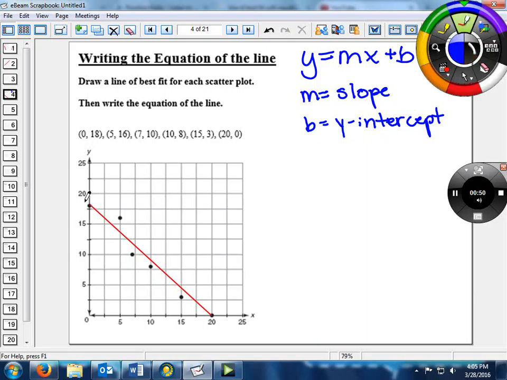The nice thing about starting here is that the coordinate is actually 0, 18. I know that coordinate for sure. Okay, so right now that coordinate is representing our y-intercept. So now I need to find my slope. To find your slope, you need to use two coordinates that are on the line.